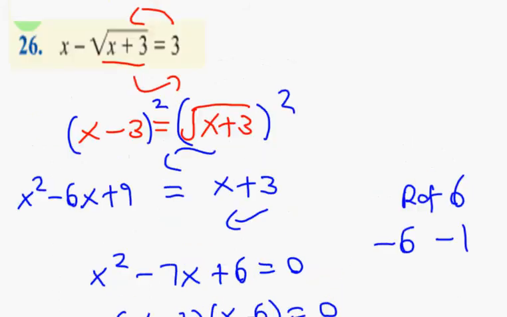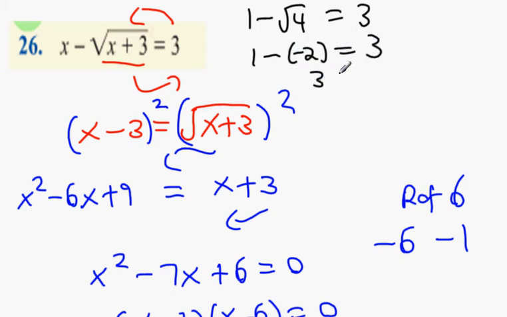Let's have a quick check. 1 minus root 4 equals 3. What is root 4? It can also be minus 2. So 1 plus 2 equals 3. It does work. Okay? So it has to be 3 equals 3.